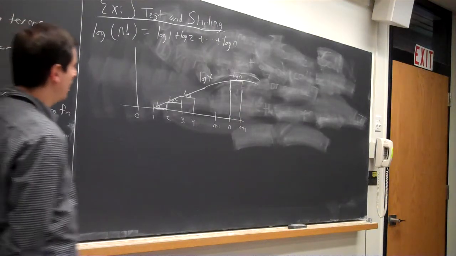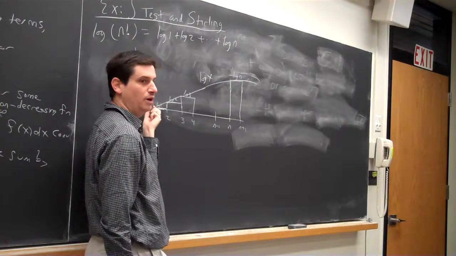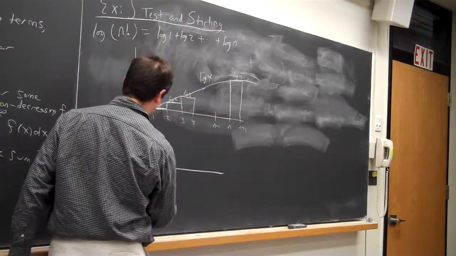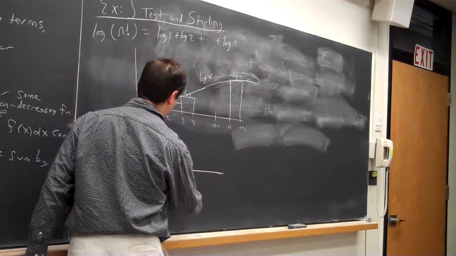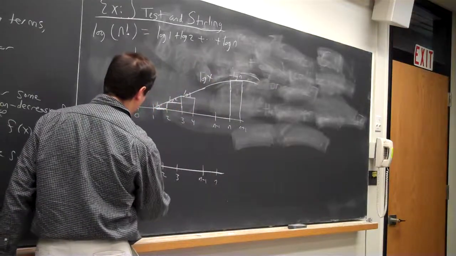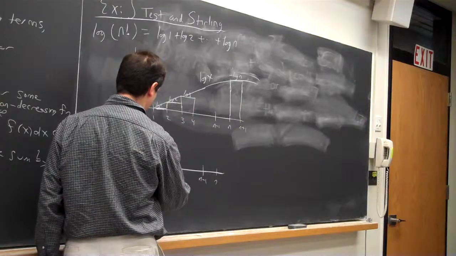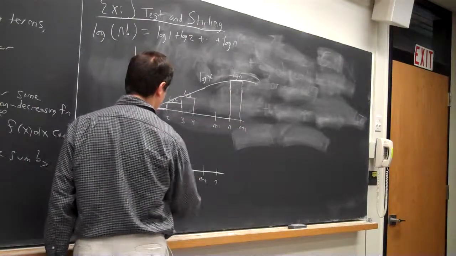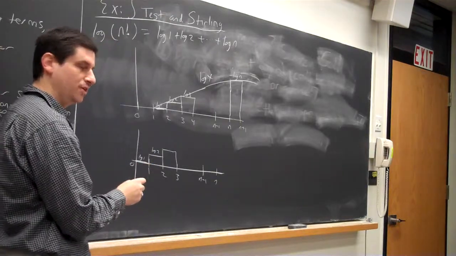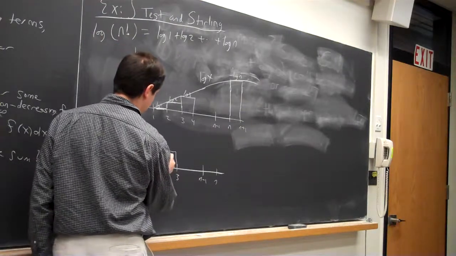If I want to underestimate it, what I could do is shift all of these units over to the left. Here's 0, here's 1, here's 2, here's 3, here's n minus 1, here's n. Now I draw the log of 1 this way, to the left, and I draw the log of 2 this way, and the log of 3 this way. Now if I took the function log of x, log of x will be below, and I will underestimate.